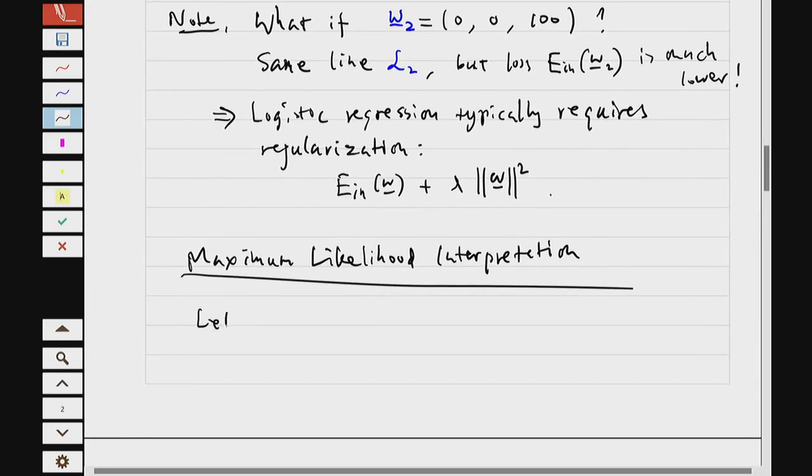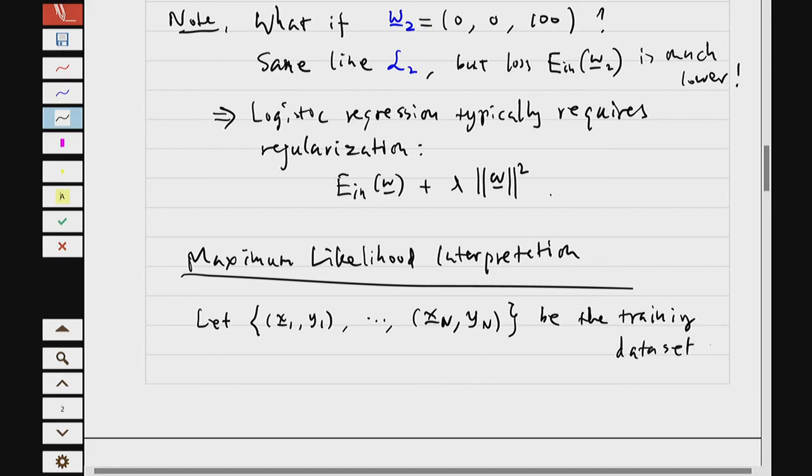So again, suppose we have the data set that's given to us. There are m points. We have no choice in the matter. We're just given these data points, right? And the data points are generated from some target function that could be random.